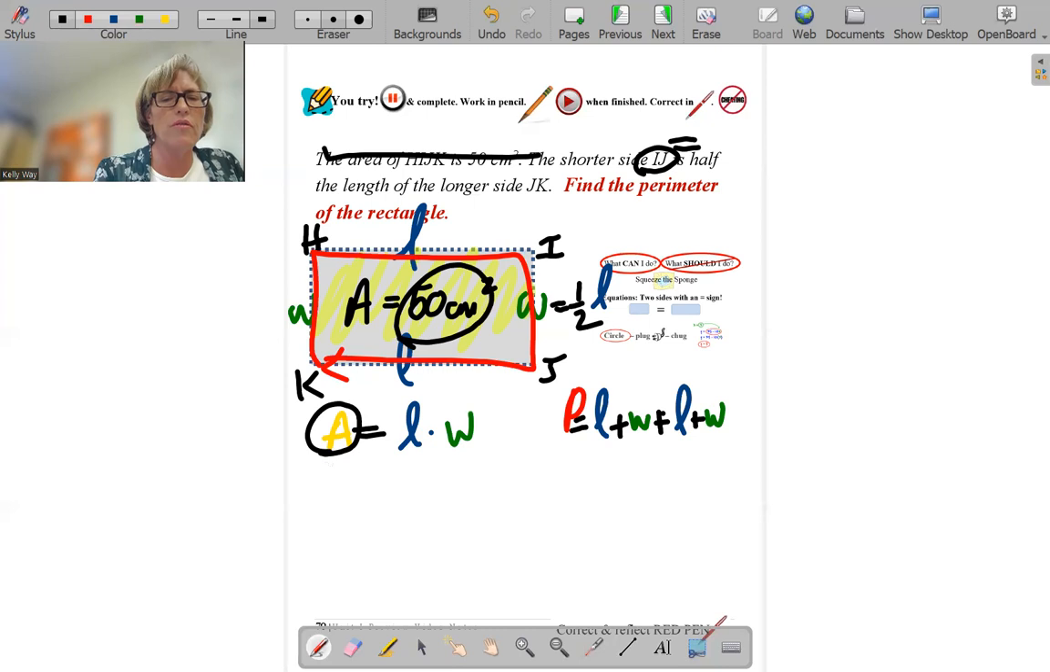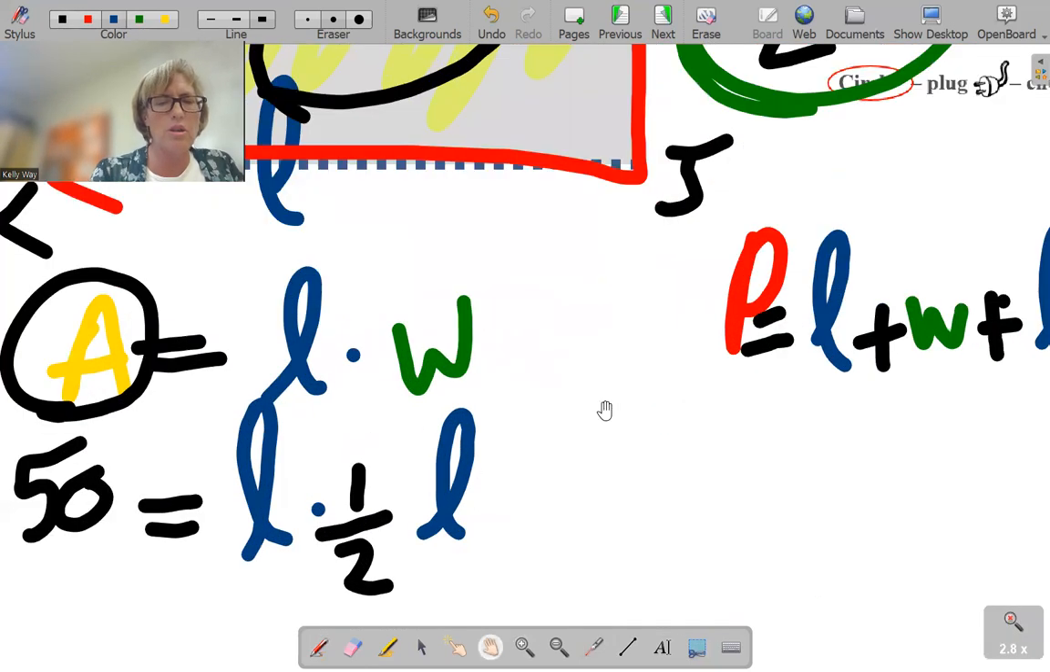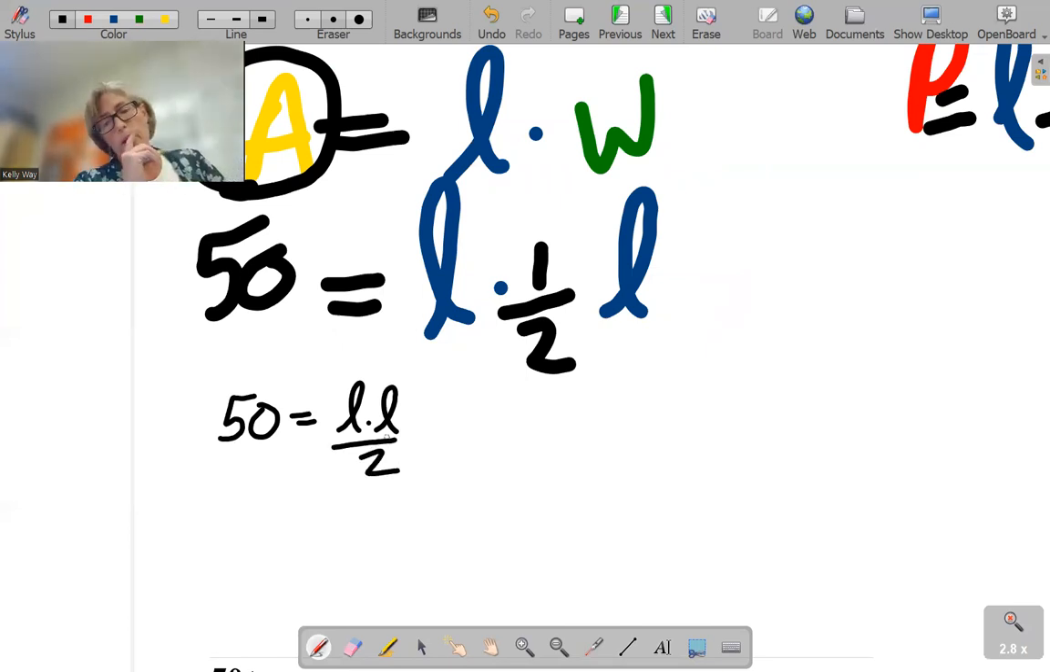Area is 50. Don't know the length, just length. The width is half the length. So I have 1/2 of L. Zoom in here, make it a little bit easier. 50 equals L times L over 2. So instead of the fraction, I just popped it over 2.